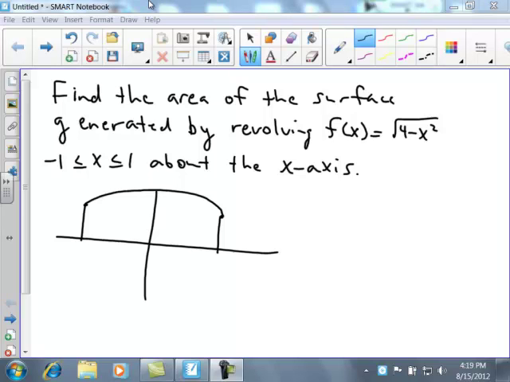This is an example hopefully to help you with surface area. So what we're going to do is find the surface area generated by revolving f of x equal to the square root of 4 minus x squared over the interval from -1 to +1 about the x-axis. So I have my region drawn there.